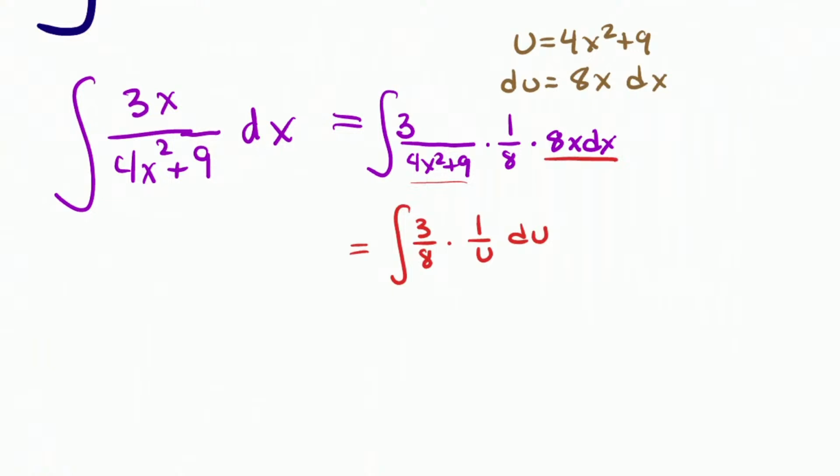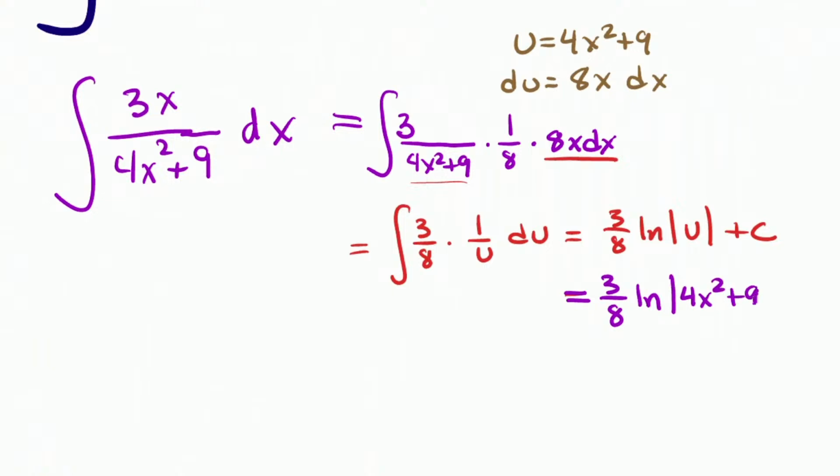So Mariah, what's the antiderivative of this thing? 3/8 natural log of, that's so good. And then, of course, we want to resubstitute. Let's go back to purple for the resubstituting. So that's 3/8 times the natural log of 4x squared plus 9 plus c. All right, looks good. That's only half the job, though.